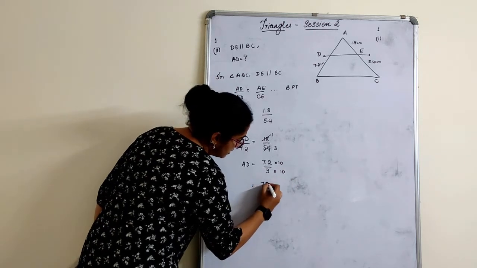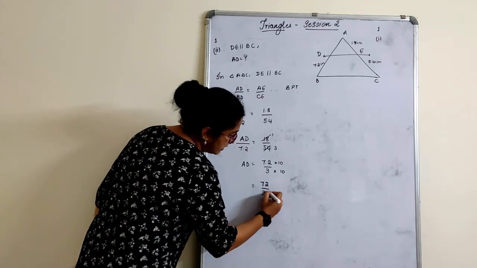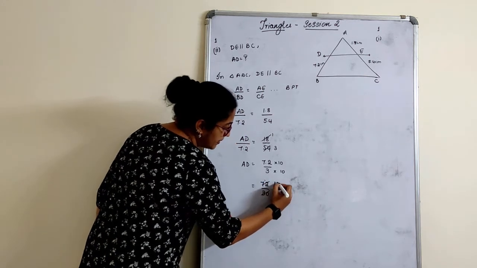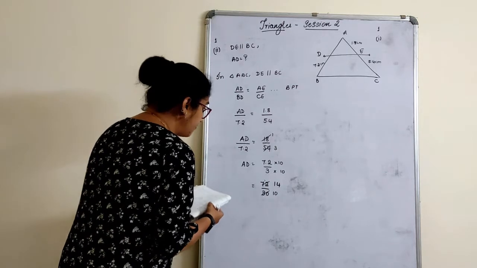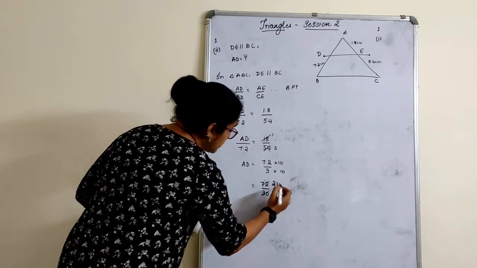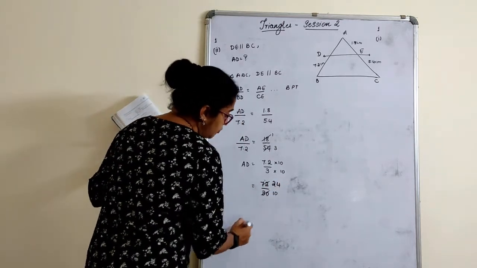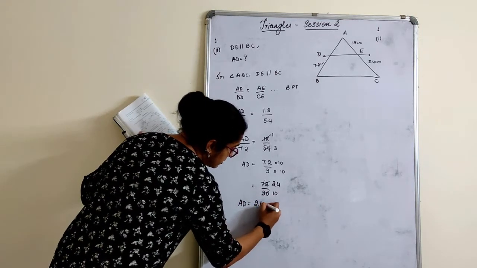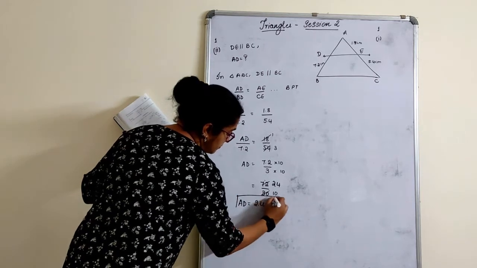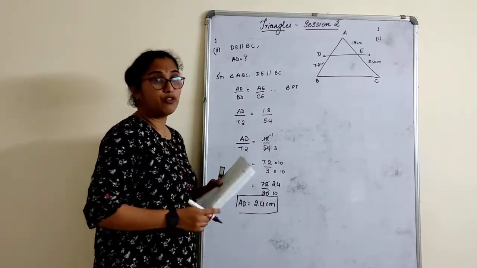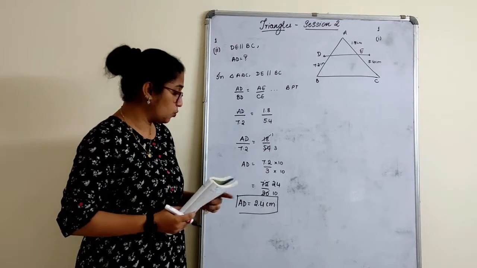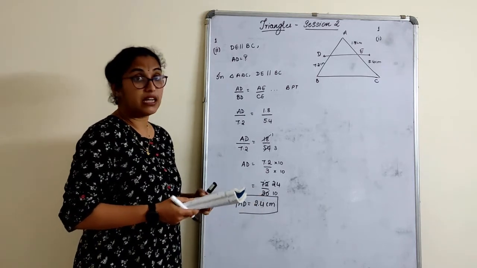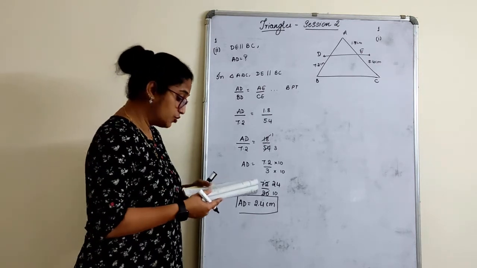So this is 72 by 30. 3 tens are 30. Sorry, 3 twos are 6, not 3 ones are 3. 3 ones are 3, 3 fours are 12. So 24 by 10. So AD I can write as 2.4 centimeter. Right? 24 by 10, don't start cancelling by 2; directly as a decimal you can use. This is how you can find the unknown side of the given triangle.